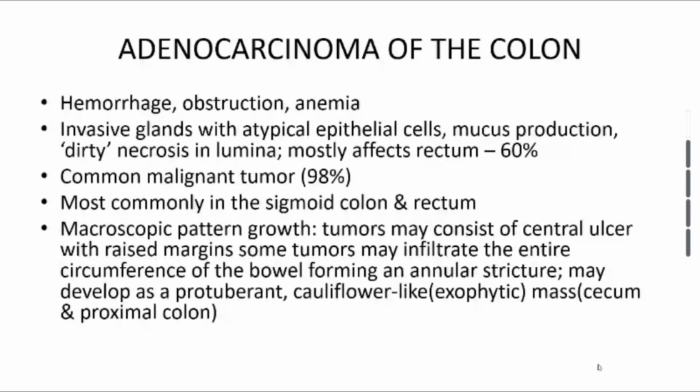So they may have a mass here, especially in the cecum and proximal colon. So proximal colon, we are talking about the cecum and ascending colon. Because those two usually have a lumen that is a bit wider if you compare it with the sigmoid colon. On the left side of the colon the lumen tends to be narrower, so most of the time they will present with obstruction quite early because they are narrow. But on the right side of the colon, the lumen tends to be larger, and that's why it has the ability to grow inside the lumen as an exophytic cauliflower-like mass.